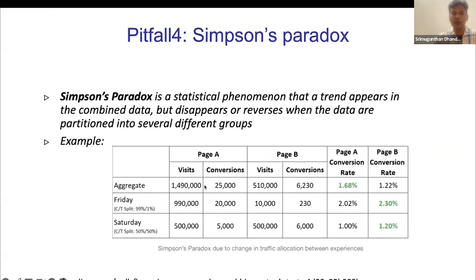So in this example here, you had 25,000 visits, and then page A conversion, page B conversion. You saw that in the aggregate, page A is actually doing better. But if you break this 25,000 and 5-10,000 into, say, two subgroups, and you see the values, you will see that page B is actually doing better compared to page A. So this is called Simpson's paradox. It happens because of the ratios and the weightages, and it's basically a statistical artifact that we should be aware of. So the solution here is to look at the subgroups so that we are not making any wrong conclusions. So that's the fourth pitfall.